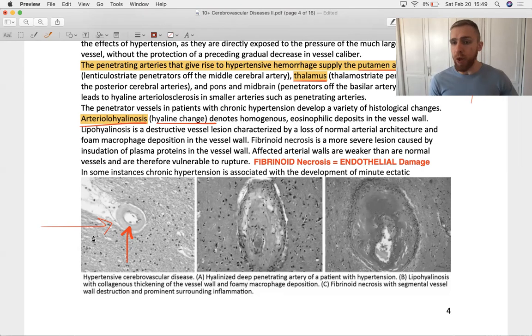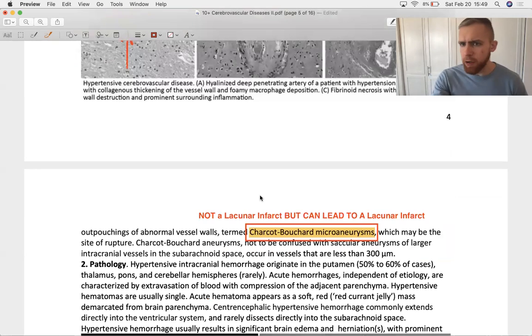It's also going to weaken that artery. Again, it's inflexible, stiff, and rigid, and thus more prone to rupture in the setting of a hypertensive episode. And that rupture, because of the scarring up of the artery, is what gives you these Charcot-Bouchard microaneurysms in the lenticulostriate arteries. So one more time, this is not a lacunar infarct, but this can lead to a lacunar infarct because an infarct is tissue death.